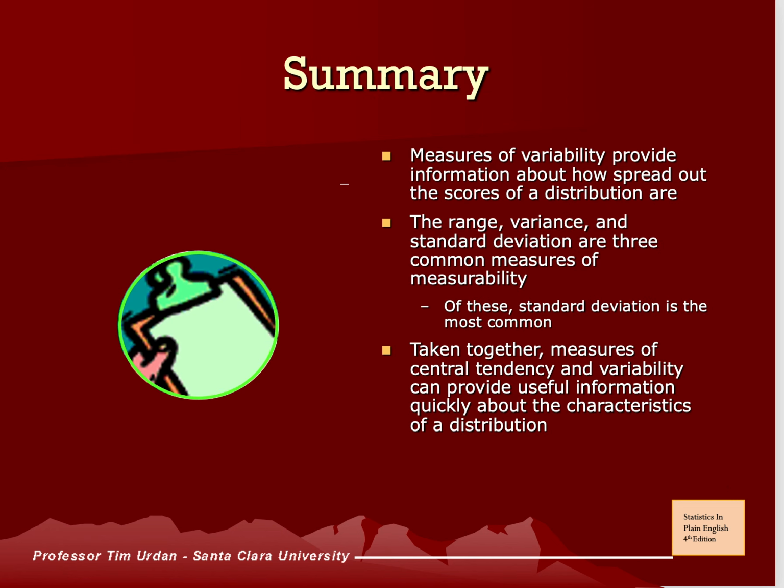So in summary, measures of variability give us some information about how spread out things are. The range, the variance, and the standard deviation are the three most common things we're going to talk about. And when I add all these pieces together, they give us the larger picture of what's happening with that distribution.